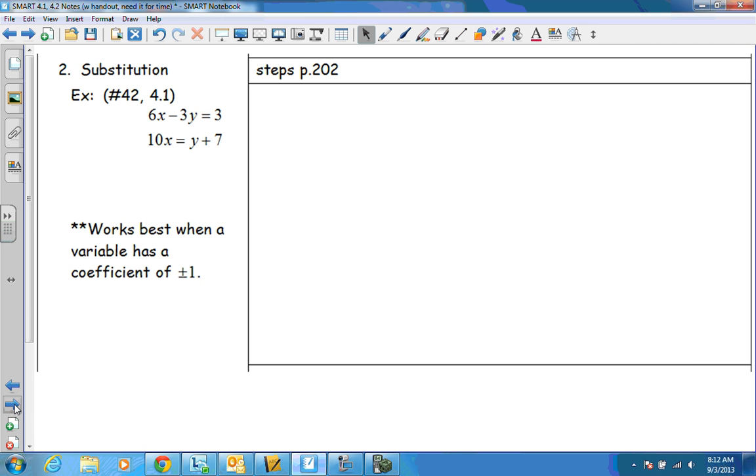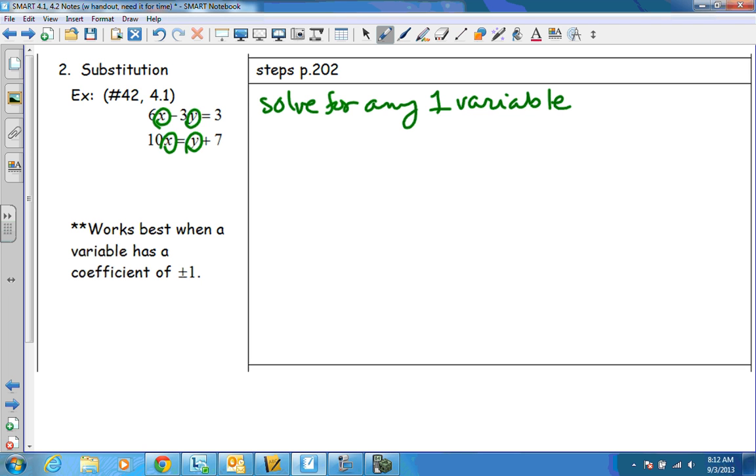Next one we're going to do by substitution. So in substitution, you could pick from this x, this y, this x, or this y. Solve for any one variable. So that's the first thing you're going to do. So you could have lots of different ways to start this. We get to pick to solve for any one variable.